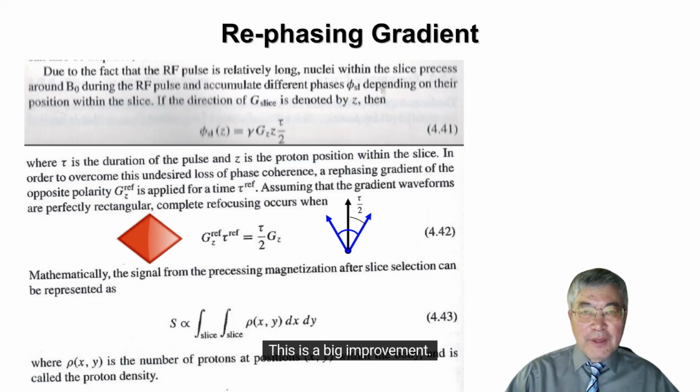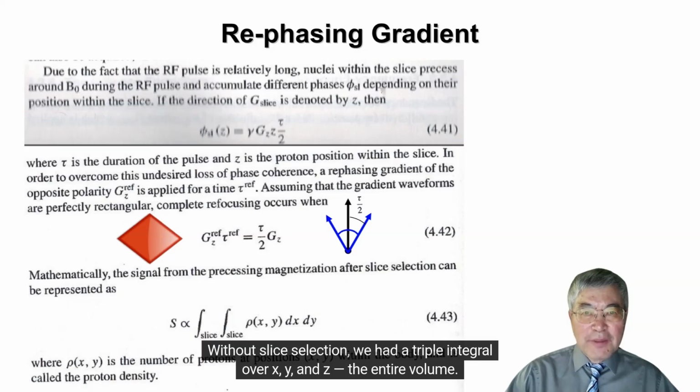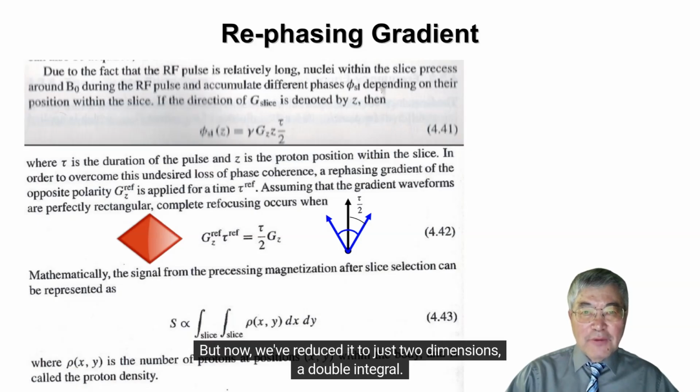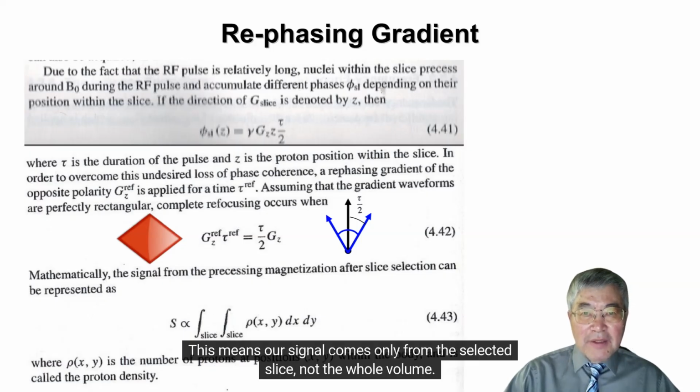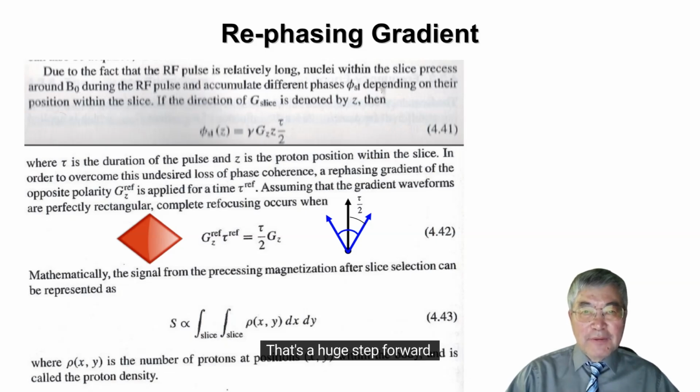This is a big improvement. Without slice selection, we had a triple integral over x, y, and z, the entire volume. But now, we've reduced it to just 2 dimensions, a double integral. This means our signal comes only from the selected slice, not the whole volume. That's a huge step forward.